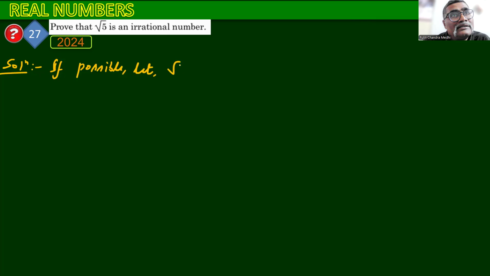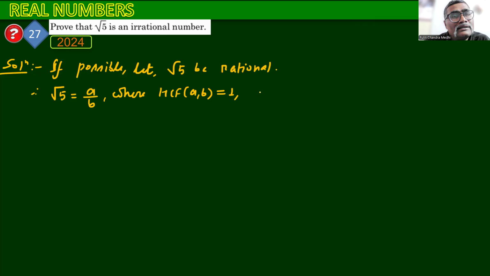let root over 5 be rational. Therefore, root over 5 will be equal to A by B, where HCF of A and B is equal to 1, A and B, where B is not equal to 0, are integers. So after this, immediately what you will do is square it.